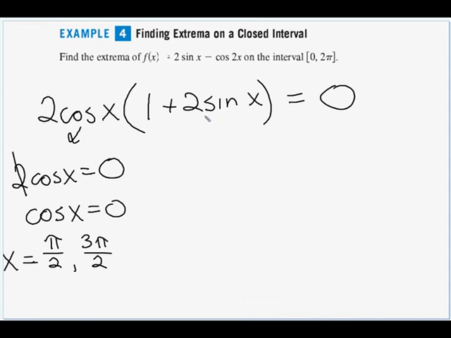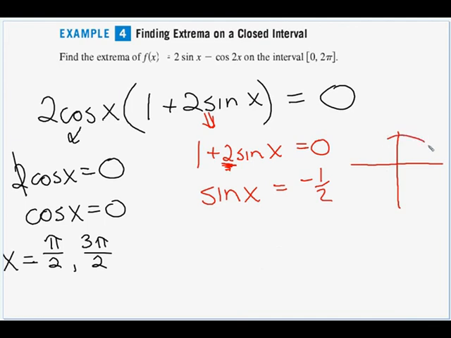For our second term, we set this term equal to 0. 1 plus 2 sine x equals 0. I'm going to subtract 1 from each side and then divide by this 2. So I'm going to have sine x equals negative 1/2. So pull out the old unit circle. Remember that sines are the y values, so it's only going to occur under the x-axis. And where does that occur? That happens at 7/6 pi and also at 11/6 pi.